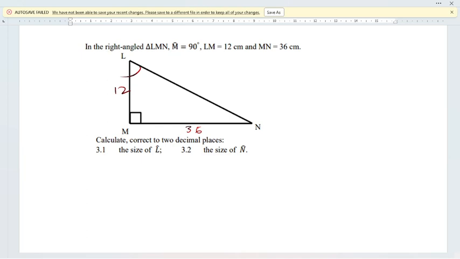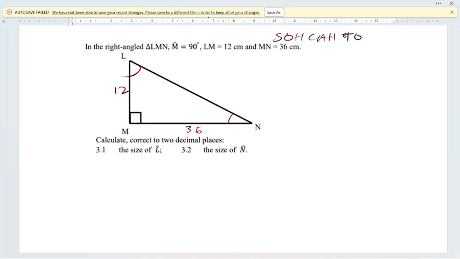And the size of angle N, no problem. Okay, right. Level L. Angle N. Remember the original, the opposite, and the adjacent. Don't forget.